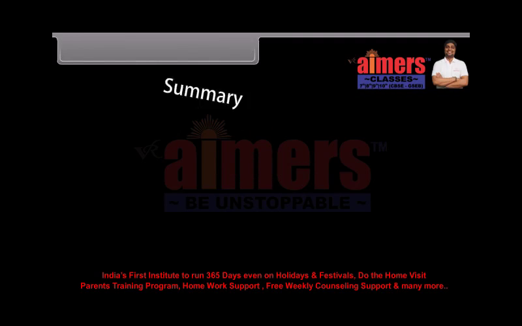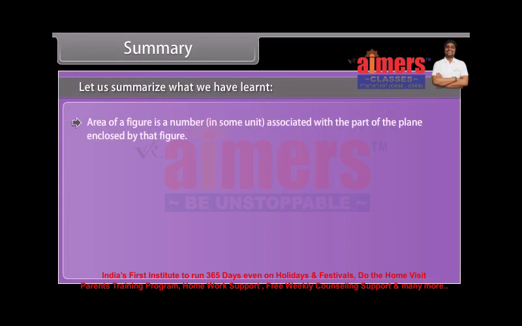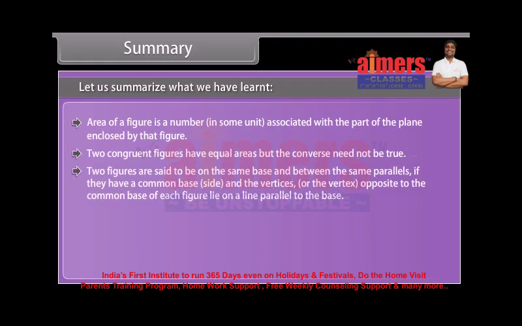Summary. Let us summarize what we have learned. Area of a figure is a number in some unit associated with the part of the plane enclosed by that figure. Two congruent figures have equal areas, but the converse need not be true. Two figures are said to be on the same base and between the same parallels if they have a common base, side, and the vertices or the vertex opposite to the common base of each figure lie on a line parallel to the base.